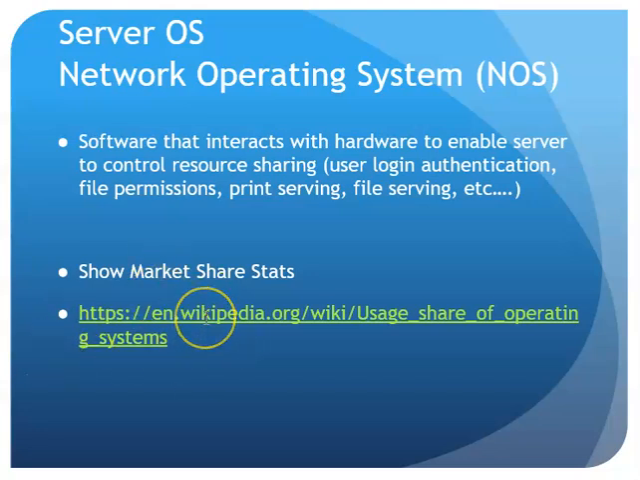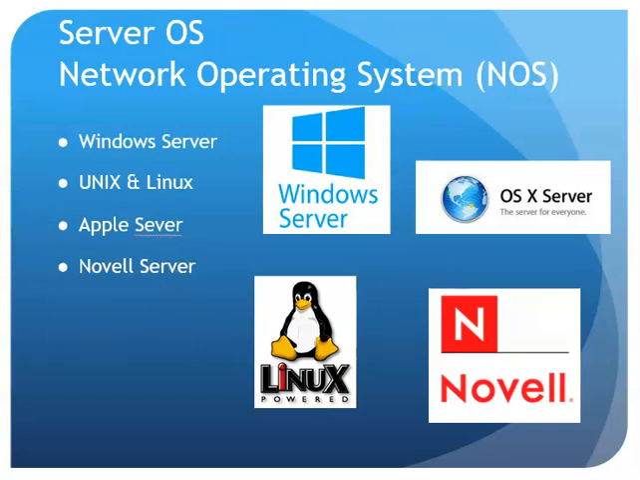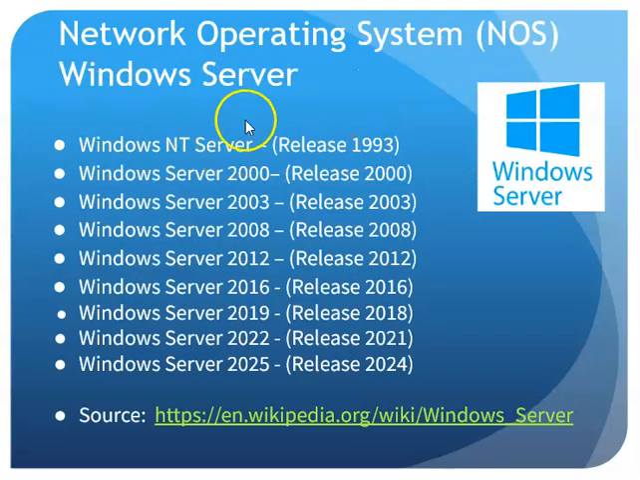If I pull this market share up for servers, if you scroll way to the bottom, Windows has a big market share, but Linux sometimes even has a larger market share depending on the type of server you look at. So the two big players there are Windows and Linux. Here's all different types of server operating systems. If I take a look at the Windows side, we have Windows NT up to Windows Server 2025. So as you go along, Windows Server 2000, 2003, 2012, and so forth. These are different Windows Server versions over the years.